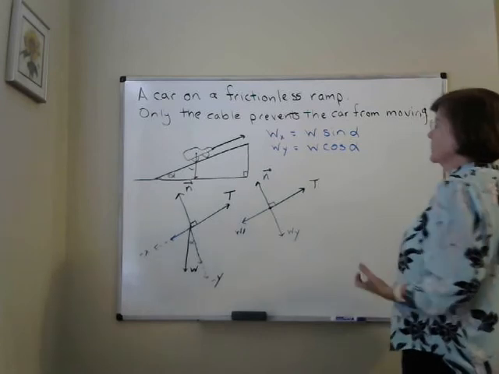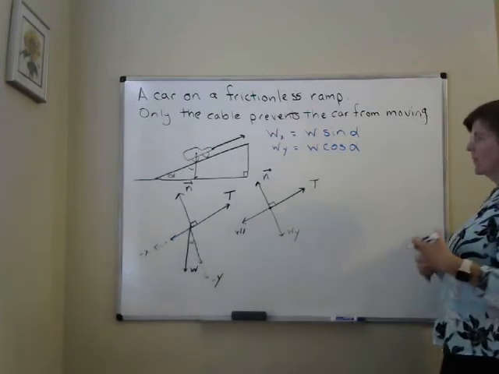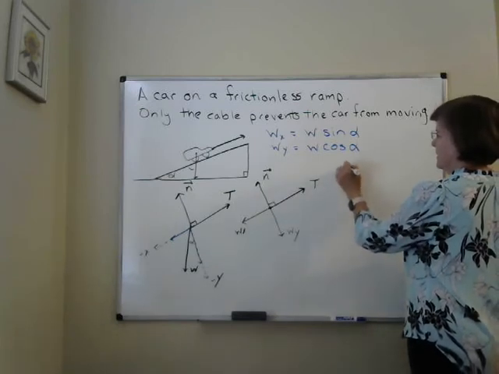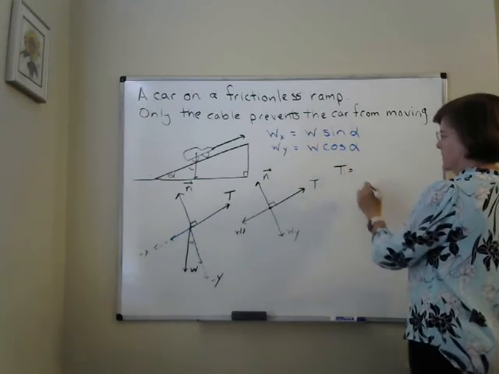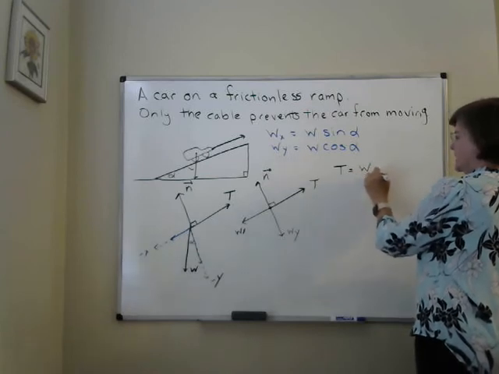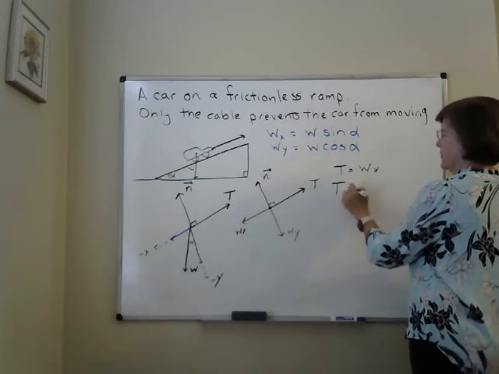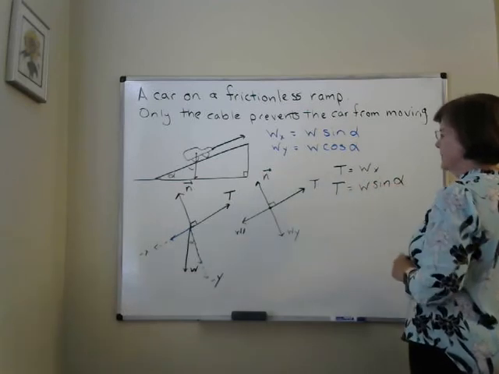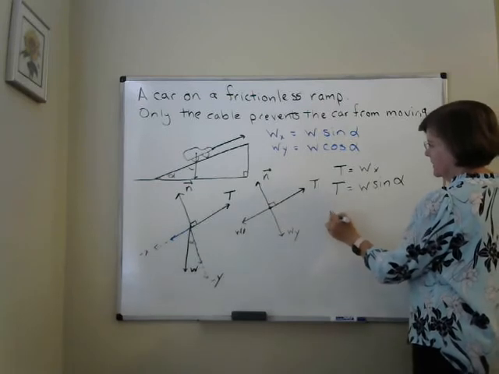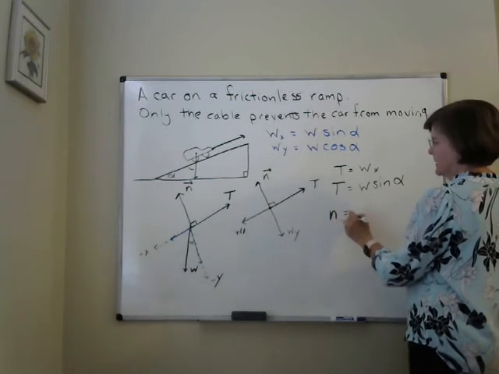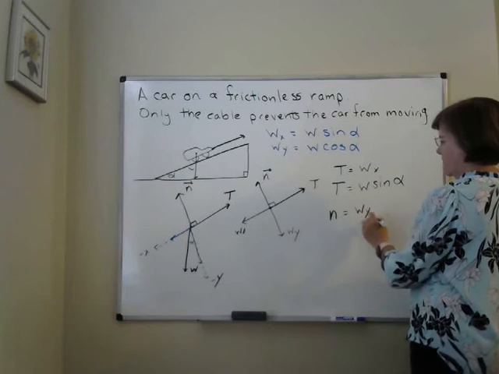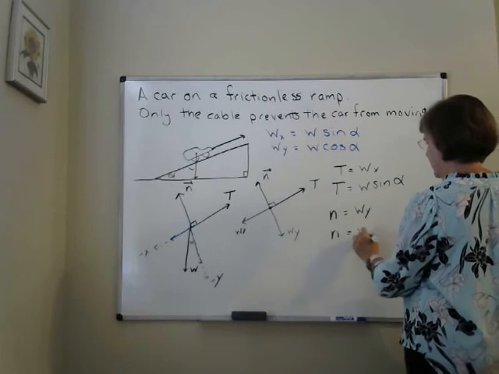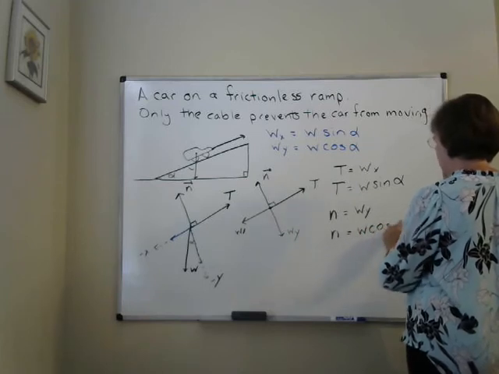I can answer some questions in terms of the weight and the angle. The tension in the cable is going to equal Wx. So the tension in the cable is W sine alpha. The normal force is going to equal Wy. So the normal force has to equal W cosine alpha.